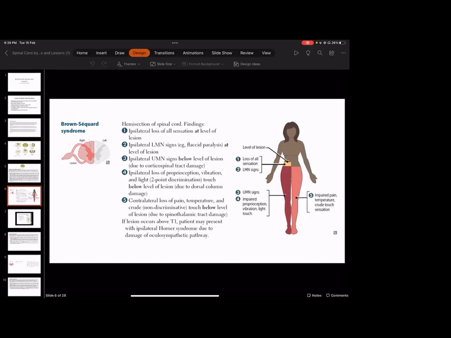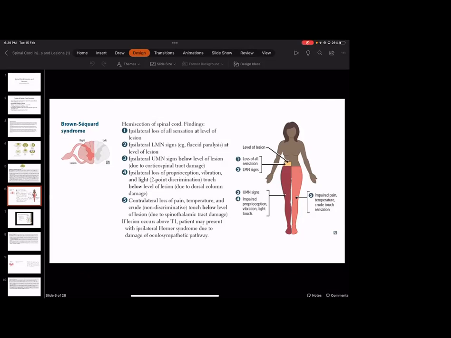So in Brown-Séquard syndrome, most of the time you have ipsilateral loss of all sensations at the level of the lesion. Why? Because you're damaging your dorsal and your spinothalamic. You'll have no sensations at this level. And you have lower motor neuron lesion. Why? Because the anterior horn is affected. No excitation happens to the neurons, so it's going to be flaccid paralysis.